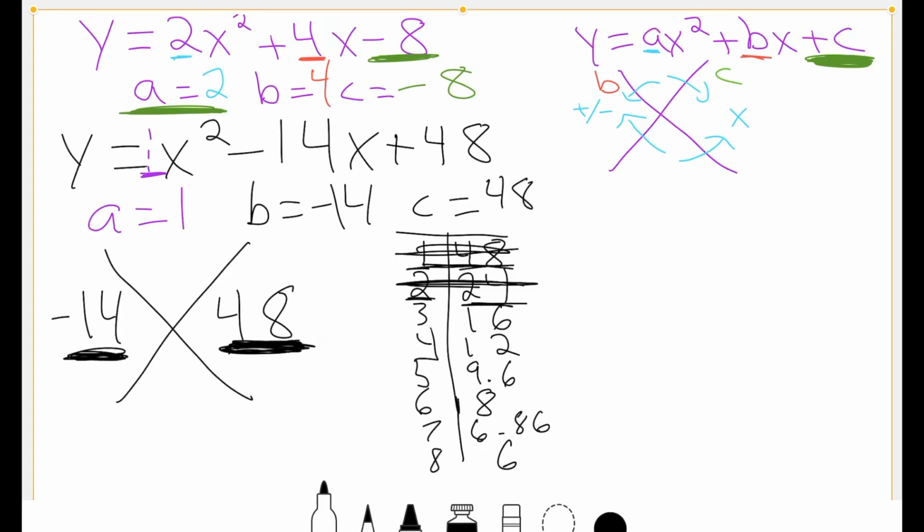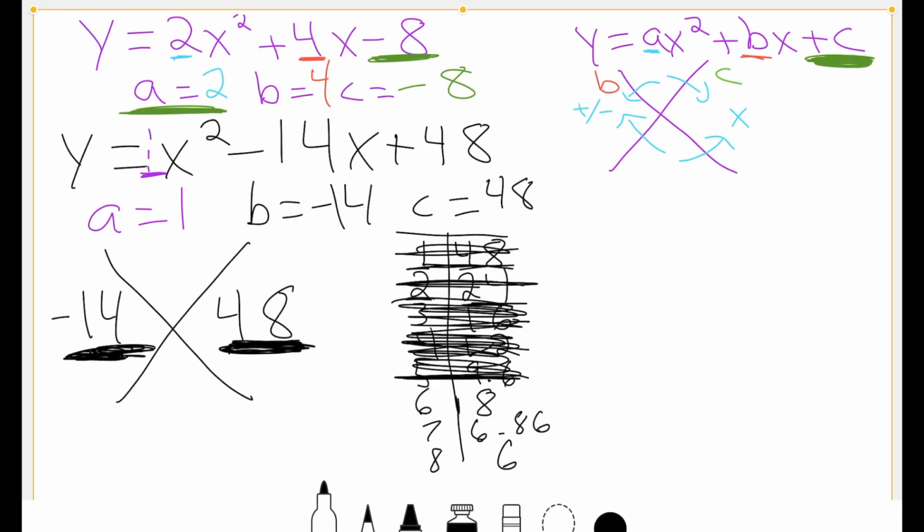3 and 16. Well, it's close to 14, but it's 2 away. We would have to have a 2 and a 16, not a 3 and a 16. We could get to 13 or we could get to 19, but we couldn't get to 14 with 3 and 16. So that's not it. 4 and 12. Well, can't get to 14. Almost there, but not quite. We would only be able to get to 8 and 16. 5 and 9.6. Well, there's no decimal on this 14, so that doesn't make sense. And then we have 6 and 8.